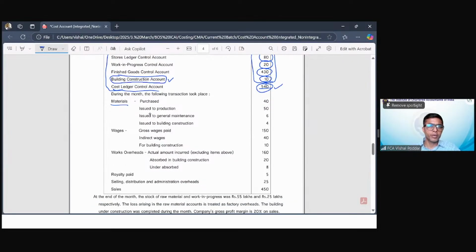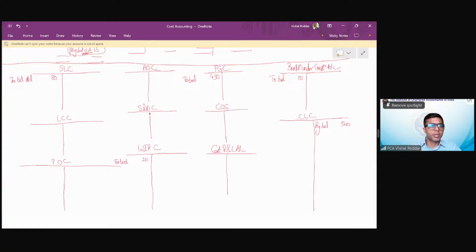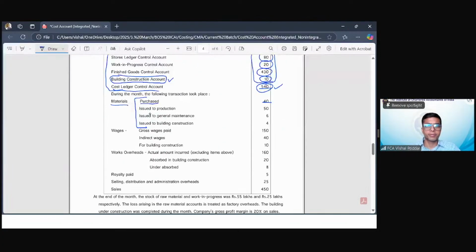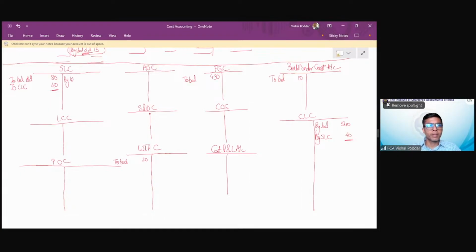Again, first transaction is relating to the materials. These are the different transactions that have happened. First, you have purchase material. Now, purchase material means material is debited and your supplier is credited. So, material account debit, CLC account credit. Second is, I have now used this material for production. So, this I'm sending to my factory. So by WIPC, and since factory has received this material, so debit to SLC, correct?